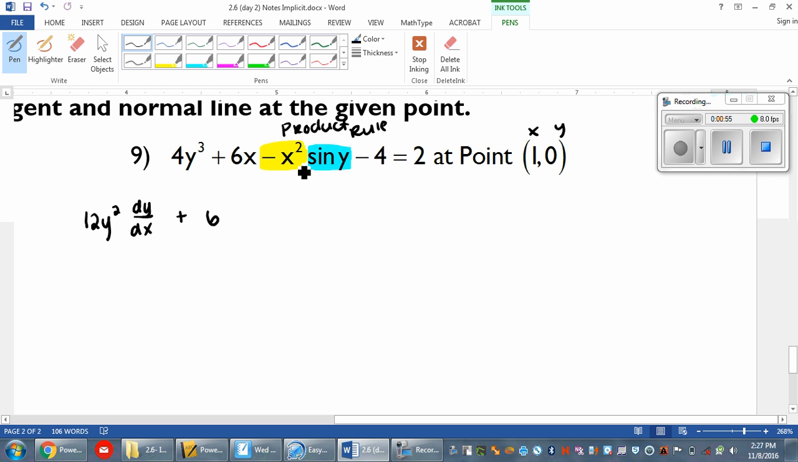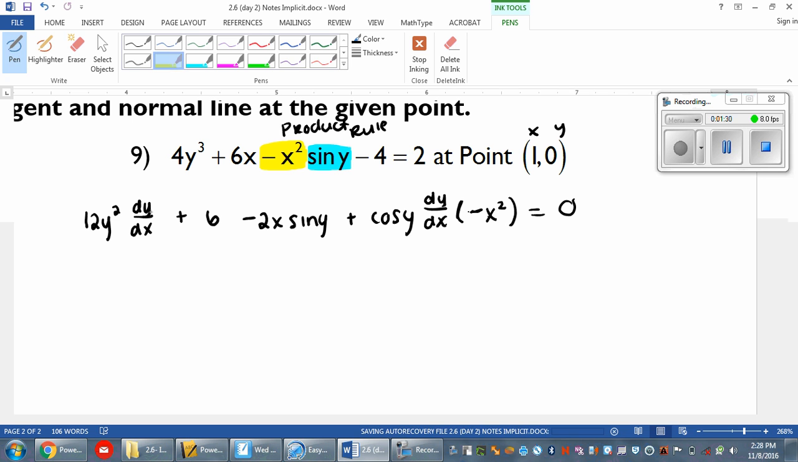And then careful, my first function is negative x squared. Okay, so the derivative of my first would be negative 2x times my original second, which is sine of y, plus the derivative of sine of y is cosine of y, but don't forget it's dy over dx, times my original first. My original first is negative x squared. And then the derivative of negative 4 is 0. And then the derivative of 2 is 0, because the derivatives of constants are all zeros.